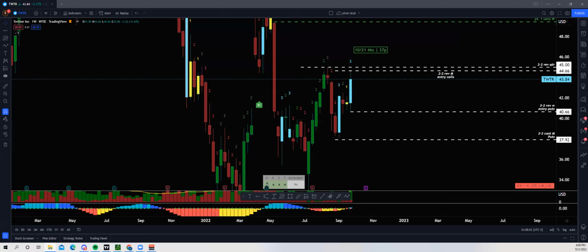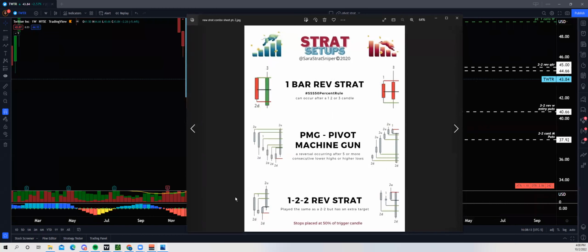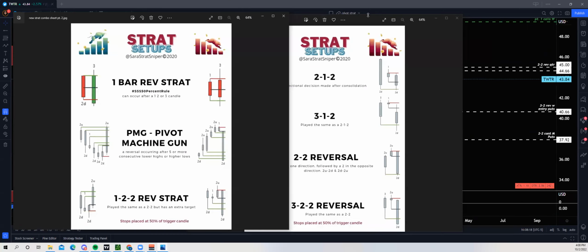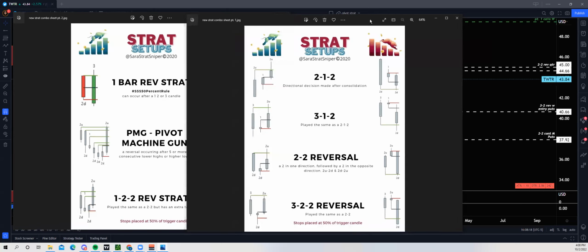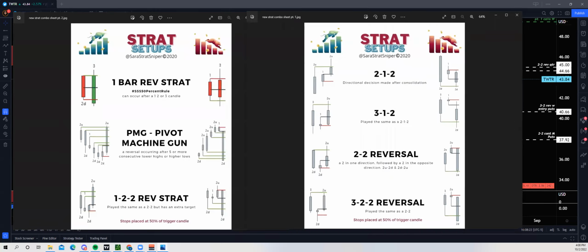So with the strat cheat sheet, let me pull it up on the computer so y'all can see what I'm talking about. Here we go. So I'm always looking for things that have these setups. Whenever I'm looking for this stuff, I use the annotation tool. Whenever I'm scanning, this last candle hasn't been created yet.